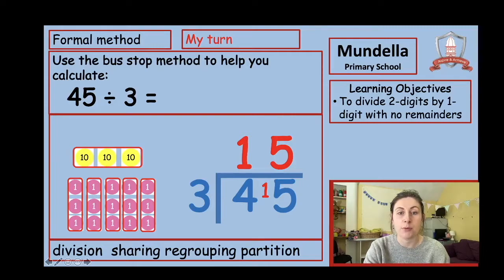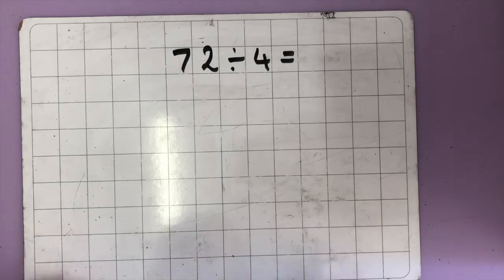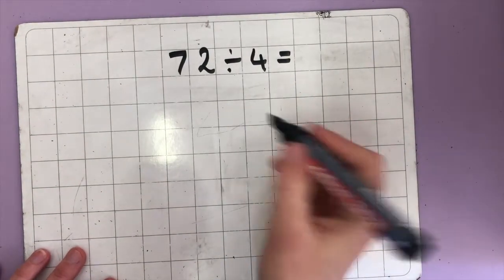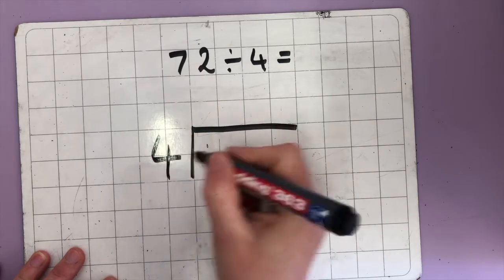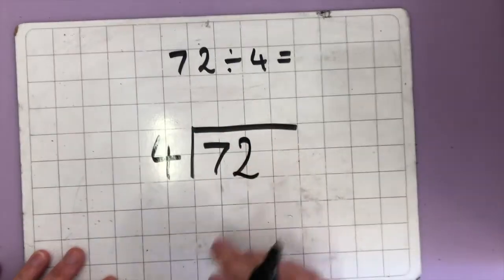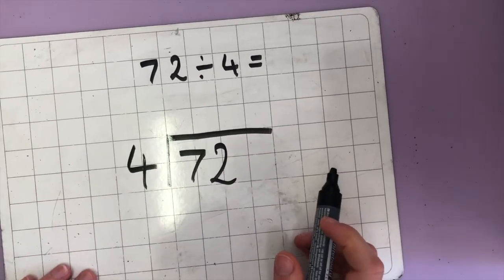Let's have another example. Let's try 72 divided by 4. Let's practice once more. So 72 divided by 4. Bus stop first. Dividing by 4. 72. So see how many 4's go into 72, or 72 divided by 4.